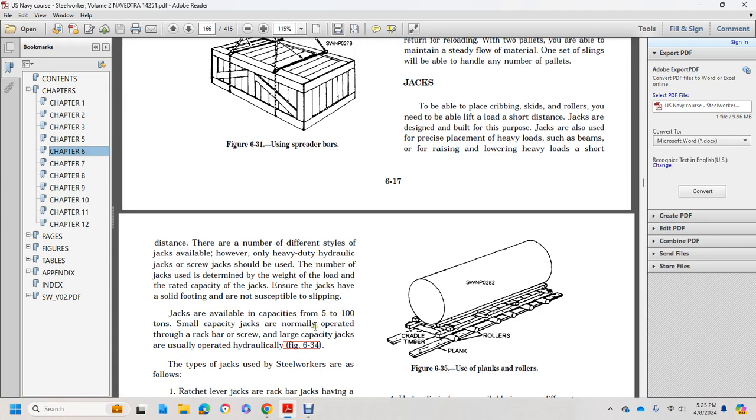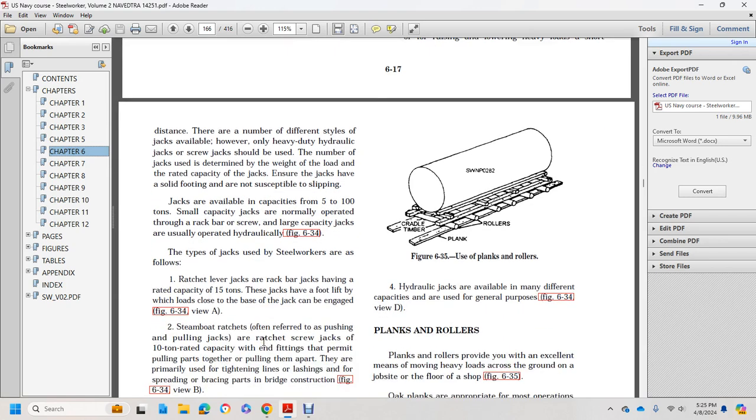The small capacity jacks are normally operated through a rack bar with a screw, while the large capacity jacks are usually operated hydraulically. Figure 634. The types of jacks for the Steelworker are shown. The ratchet type lever jack has a rack bar with a rated capacity of 15 tons and a fork foot lift, which engages the load and goes under the base of the jack, in figure 634 view A.